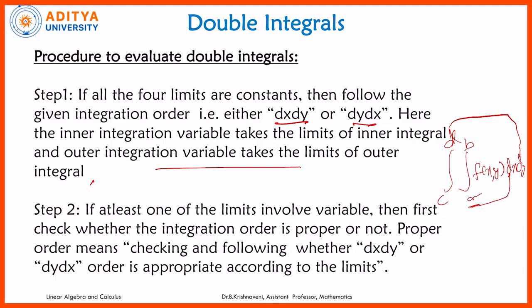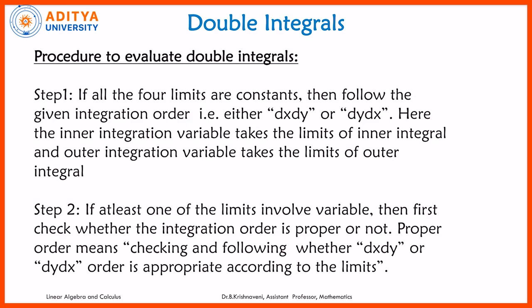Step 2. So what does step 2 mean? If at least one of the limits involves a variable, then first check whether the integration order is proper or not. That means first of all you have to see the limits of which variable they are taken. Suppose the limits are in terms of x, then they belong to y limits. If they are in terms of y, they belong to x limits. So after deciding this, we have to integrate first with respect to the variable which has variable limits, thereafter with respect to the variable which has constant limits.